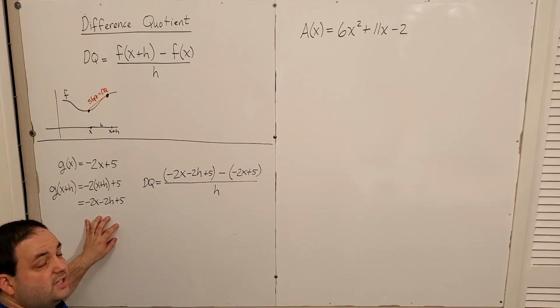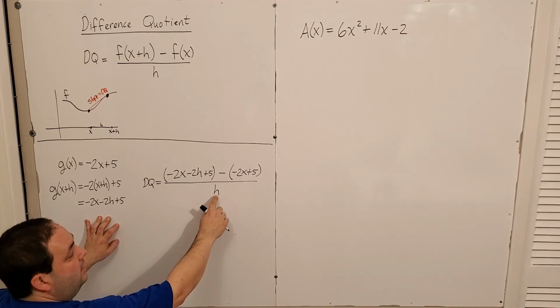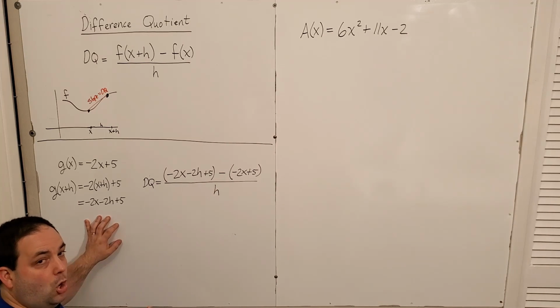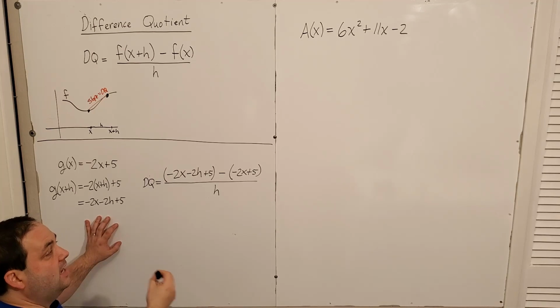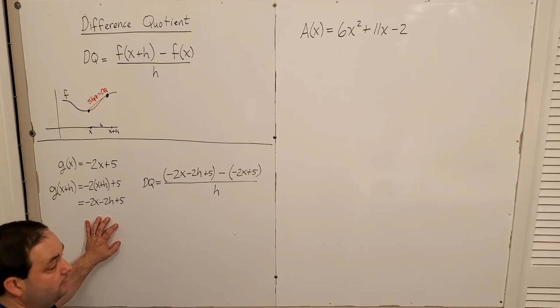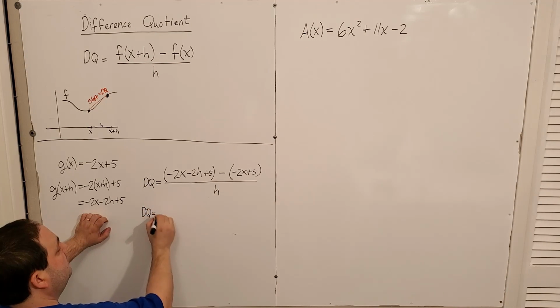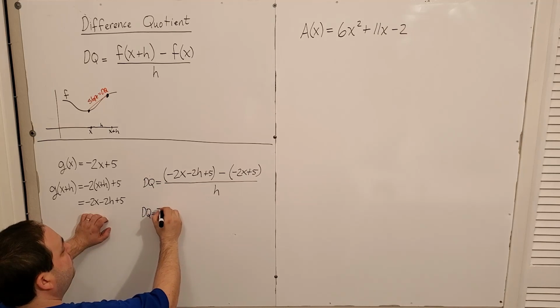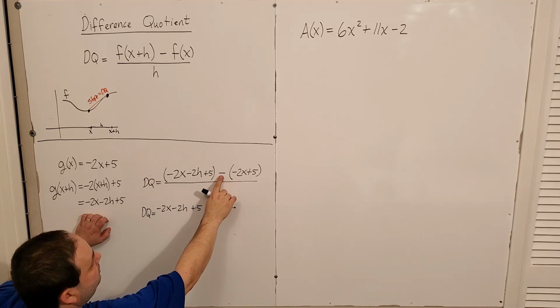From here, you just keep simplifying until this h is gone. The h in the denominator is the goal here. I really don't want that there in case I have to let h be 0, because I don't want to have to divide by 0. Okay? So the difference quotient is equal to negative 2x minus 2h plus 5, distributing this negative here.